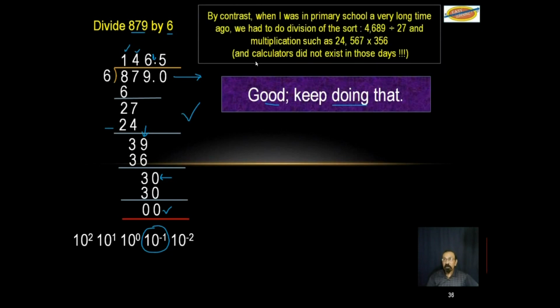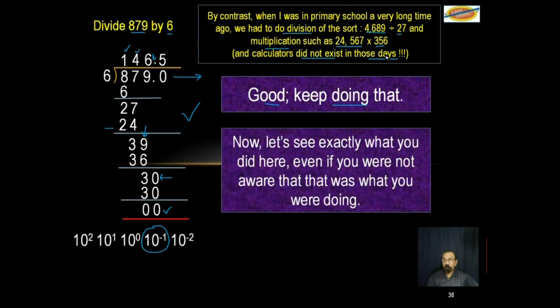By contrast, when I was in primary school a very long time ago, we had to do division of the sort 4 digit divided by 2 digits, and multiplication of the sort 5 digits multiplied by 3 digits, and calculators did not even exist in those days. Fortunately, we are past those days.